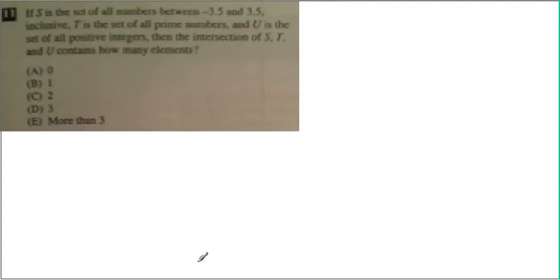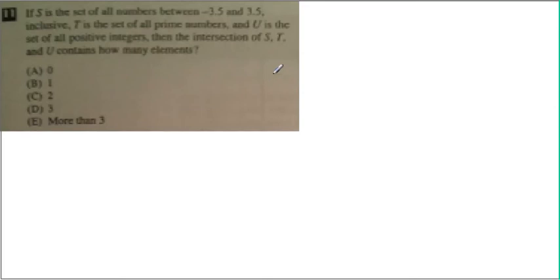Here, S is the set of all numbers from -3.5 to positive 3.5, inclusive, meaning we are including those two values. T is the set of all prime numbers, and U is the set of all positive integers. Then the intersection of S, T, and U can contain how many elements?